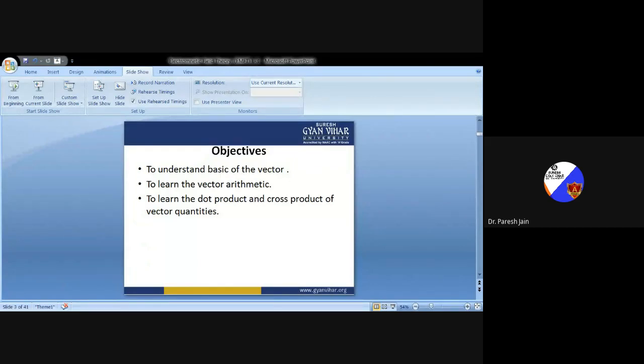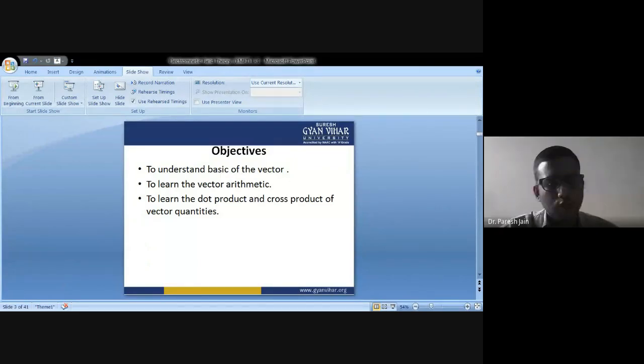In dot product and cross product, students will also learn the associative properties of the dot product and cross products, the distributive property of the dot product and cross product, and one more property, that is the commutative property of the dot product and cross product.